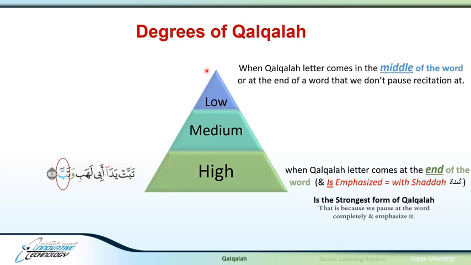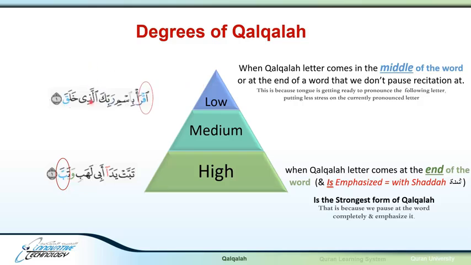On the other extreme of the pyramid, we have the lowest level of Qalqalah, when the Qalqalah letter comes in the middle of the word, or at the end of a word that we don't pause recitation at. An example, اقرأ. If we listen, there is a much lighter level of Qalqalah. Qalqalah does exist, but it's not like وتب. And the reason for that is that as the tongue is getting ready to pronounce the following letter, it puts less stress on the currently pronounced letter. So as you're moving from the qaf to the ra, you don't have much time to perform the vibration like when you pause and stop.